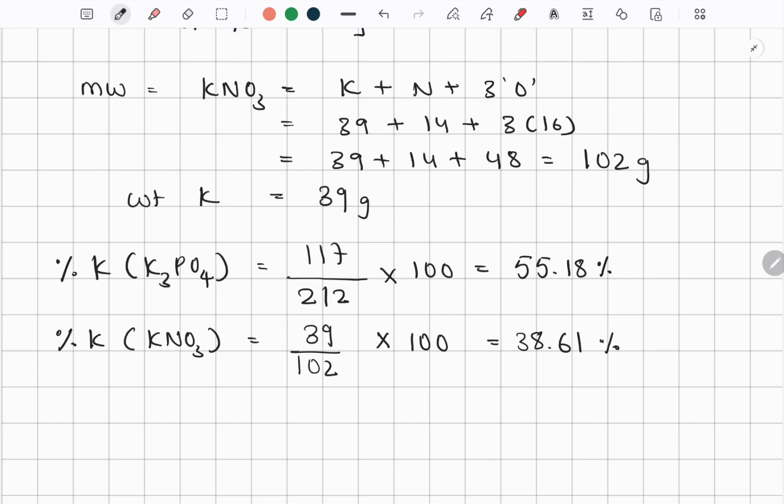38.61%. That means, as we discussed earlier, the higher the percentage of potassium, the better the fertilizer. So as we can see, out of potassium phosphate and potassium nitrate, potassium phosphate has the higher percentage of potassium in it. That means the winner over here is potassium phosphate. The potassium phosphate is the better fertilizer.